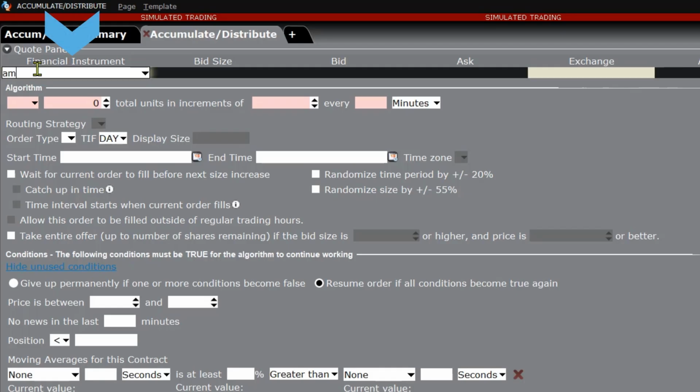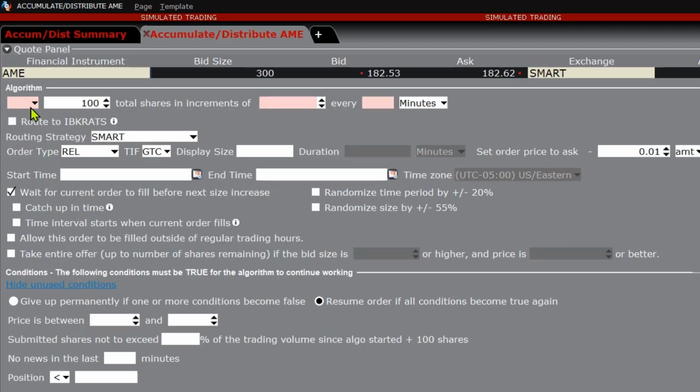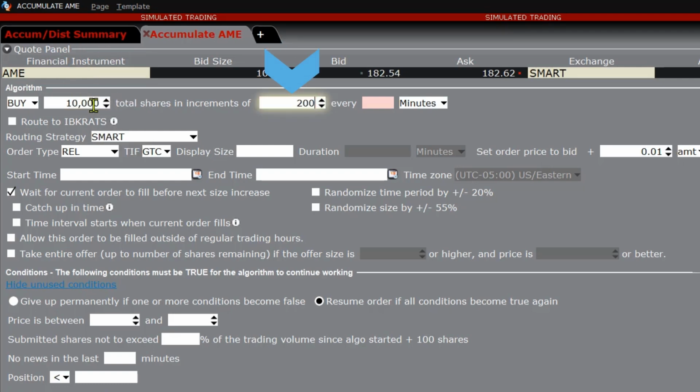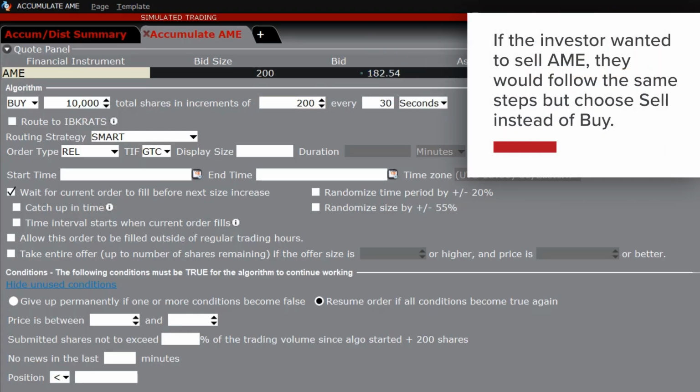The investor enters the symbol AME and, choosing to buy, enters 10,000 in the volume and 200 in the increments drop-down box and selects 30 seconds. If the investor wanted to sell AME, they would follow the same steps but choose sell instead of buy.